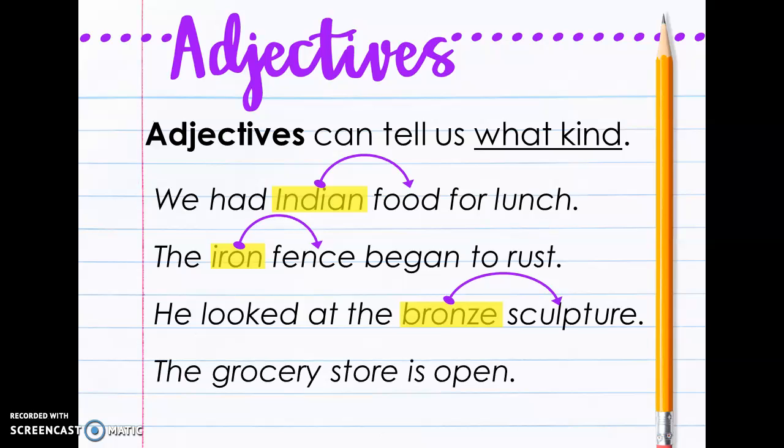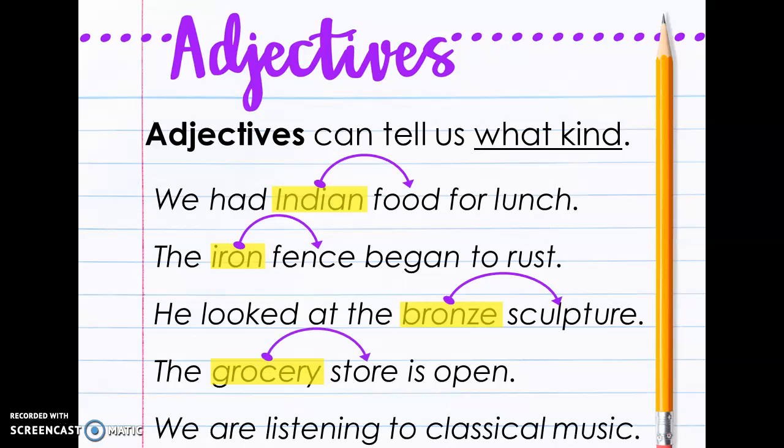The grocery store is open. What are we talking about? The grocery store. We are listening to classical music. What type? Classical.